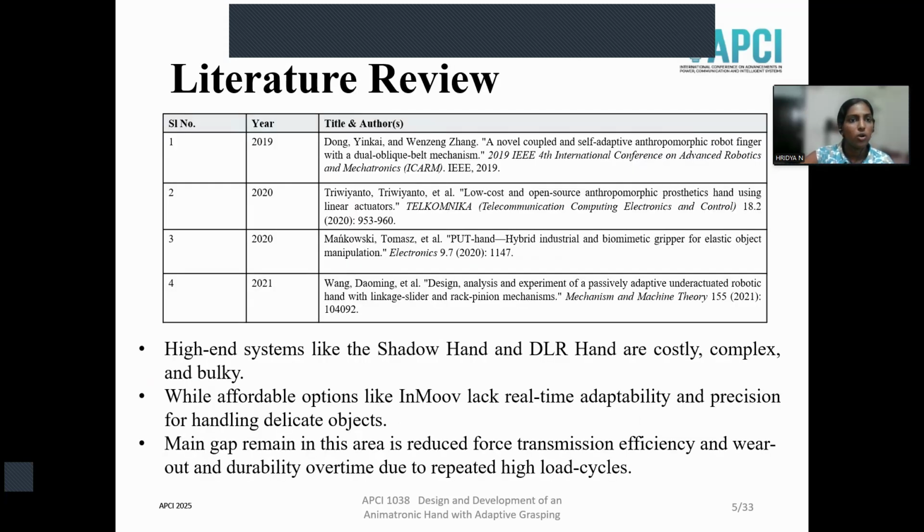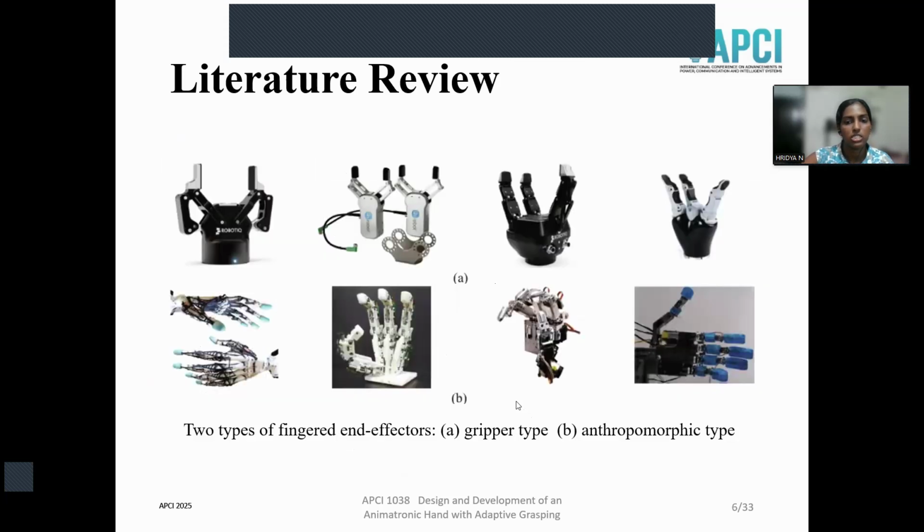I have gone through many literature surveys, and the literature covers a wide range of work in the field of robotic hands. High-end systems like the Shadow Hand and DLR Hand, which are commercially available, are costlier, complex, and bulky, while affordable options like InMoov lack real-time adaptability and precision for handling delicate objects. The main gaps remaining in the area are reduced force transmission efficiency, wear out, and durability over time due to repeated high load cycles.